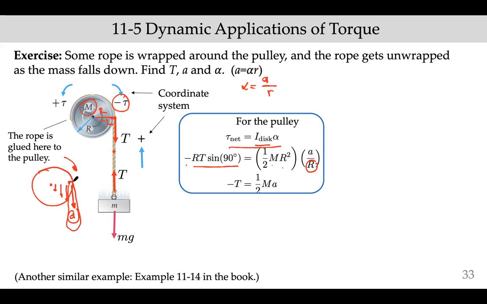Why? Because if I find the linear acceleration at the rim, I can say, well, because the rope is also at the rim right there, whatever linear acceleration the pulley has at the rim, it will be exactly the same linear acceleration of the rope. So that's why I use uppercase R here.